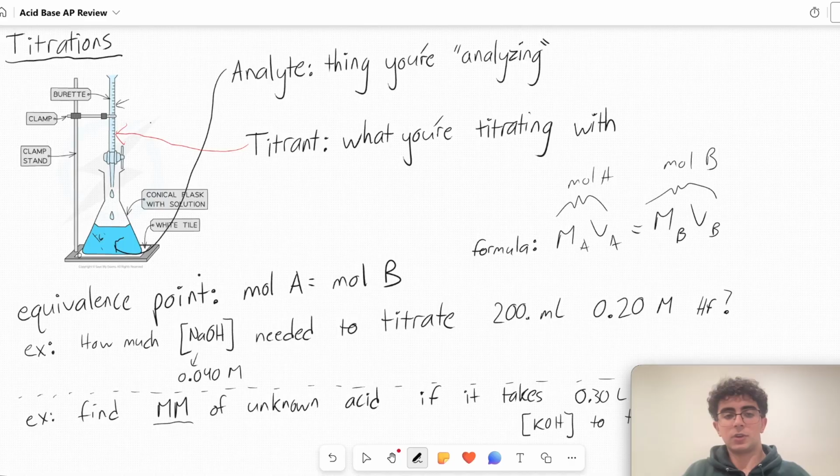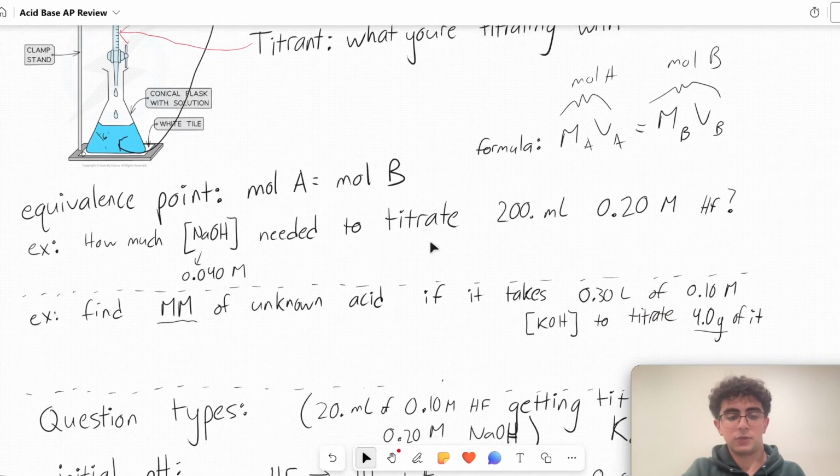So the whole idea of a titration is that you can figure out the moles of acid or base because at the equivalence point, the moles of acid equals the moles of base. And the formula that people use for this is molarity of the acid times the volume of the acid equals molarity of the base times volume of the base. And that's because molarity times volume gets you moles. So we get moles of acid equals moles of base. So we'll do a couple of quick applications of just this formula.